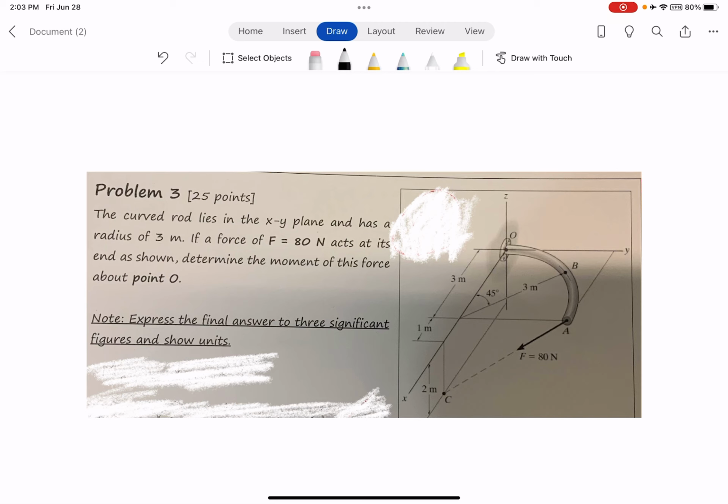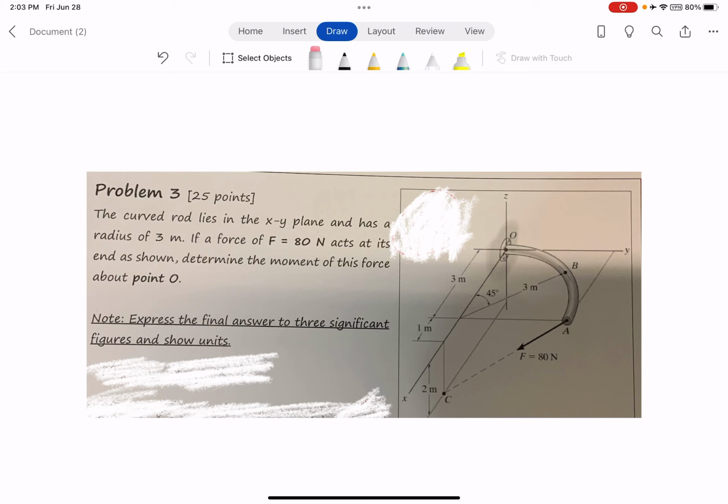The curved rod line in the XY plane. You can see that this curved rod line is in the y-axis direction and this is the x-axis direction. So it is at the floor, it is not at the z, so the z has no influence in this rod line. Okay, so the curved rod line is in the xy plane and has a radius of 3 meters.